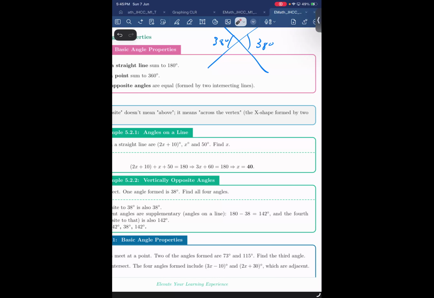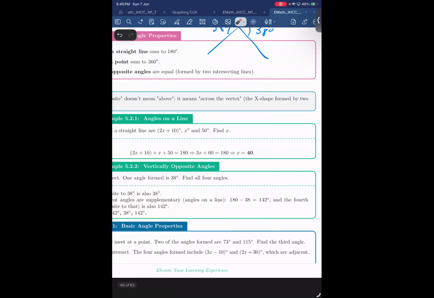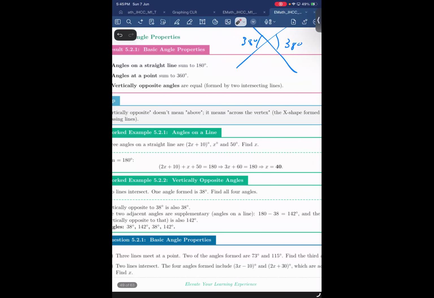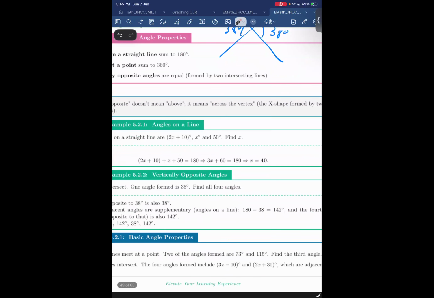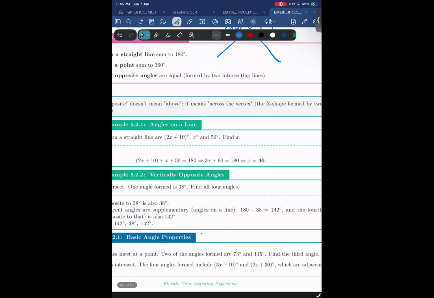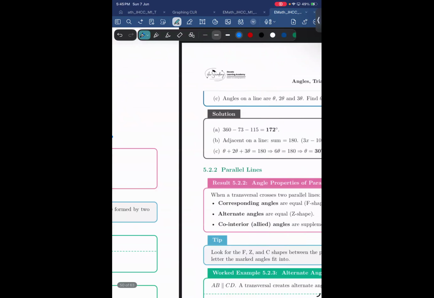Okay. For part A, three lines meet at a point. Two of the angles formed are 73 and 115 degrees. Find the third angle. So simply angles at a point. The third angle will just be 360 degrees minus 73 degrees minus 115 degrees. That will be 172.